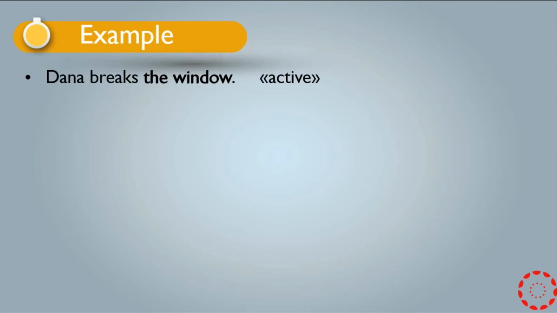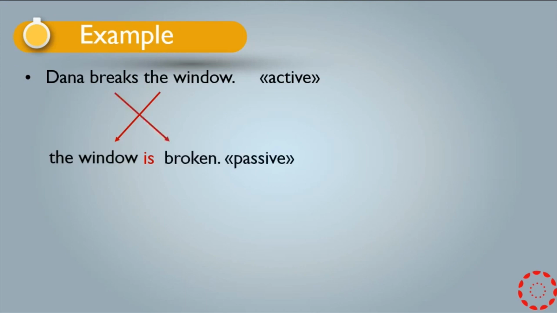So, let's see how you are going to change active to passive. The window is the object, and I will bring it to the beginning. It became the window. Because it is singular, the window is. The window doesn't contain any s or es. After that, we have break. I have to change break to past participle. So what is the past participle of break? It became broken. The window is broken.